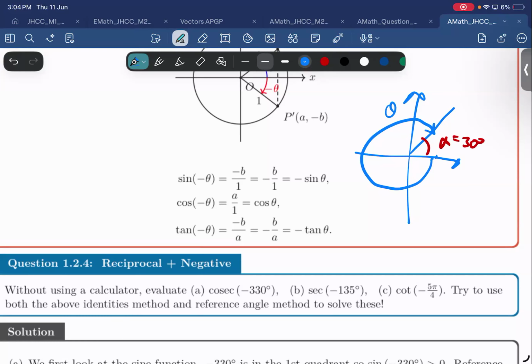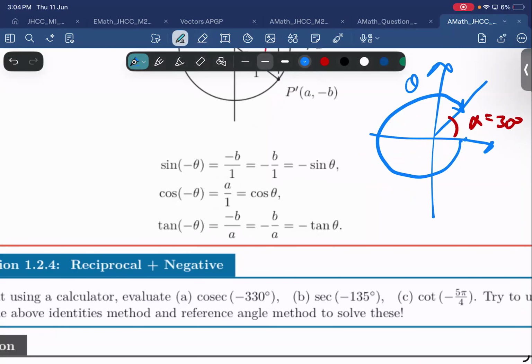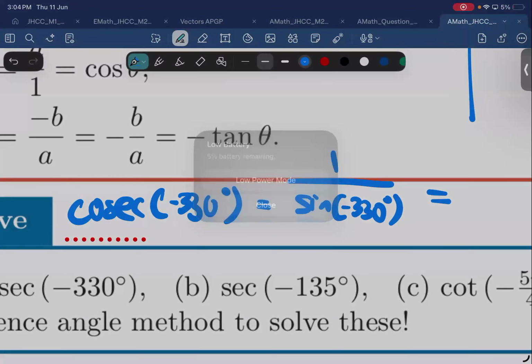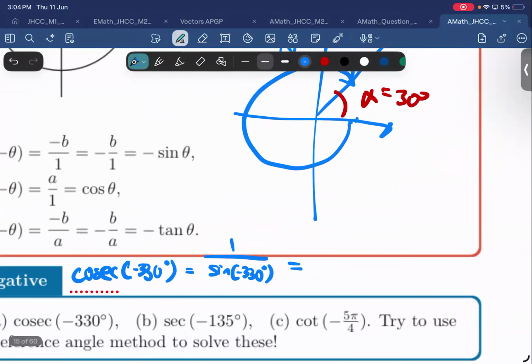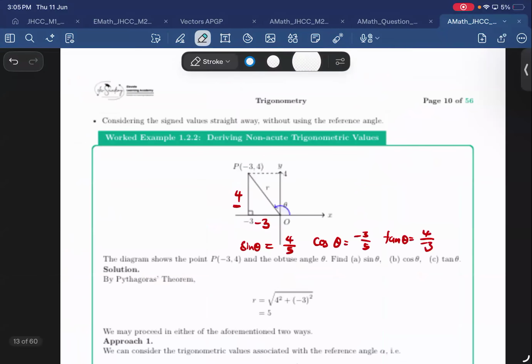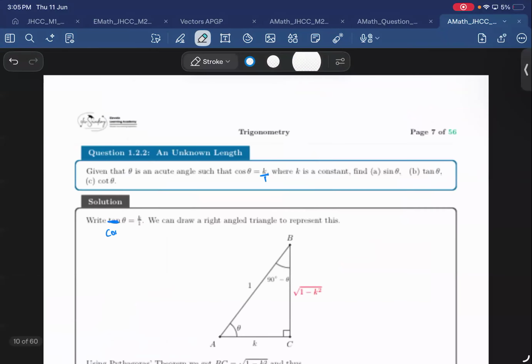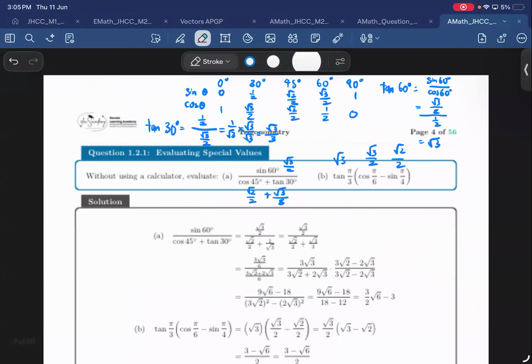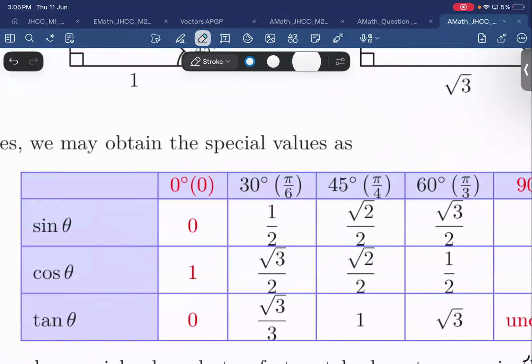But before that, we should probably simplify. Cosecant is 1 over sine. So cosecant of minus 330 degrees is 1 over sine of minus 330 degrees. For this function here, the reference angle is 30 degrees. So our goal is to find sine of 30 degrees. Sine of 30 degrees, I think, is half.